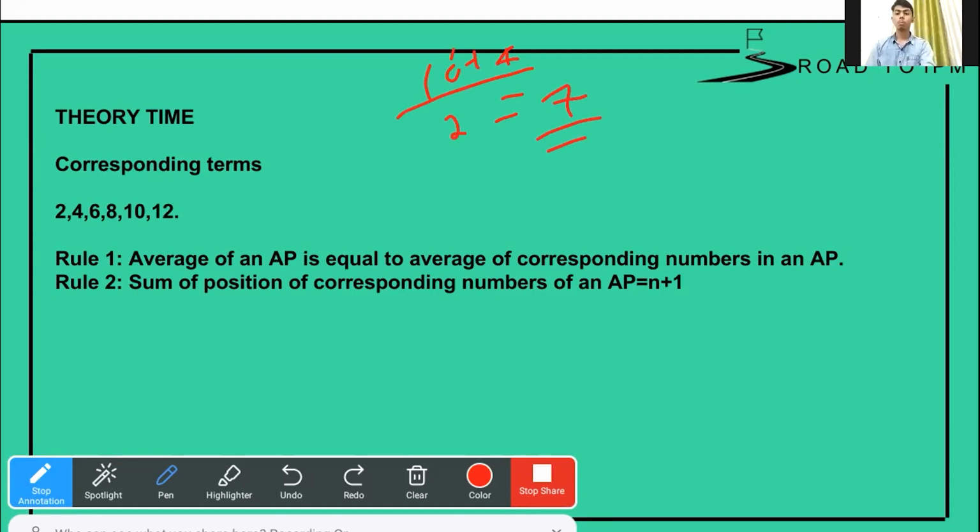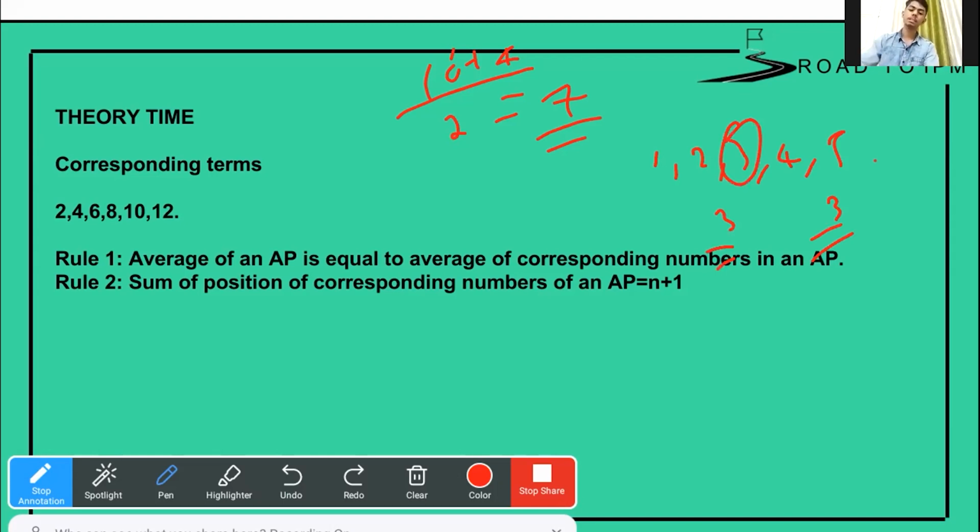You might ask, what if there are odd number of terms? Then what happens is the average would be the middle term. For example, let's take 1, 2, 3, 4, 5. 5 terms, odd number of terms, right? So the average would be 1 plus 5 by 2 is 3. 2 plus 4 by 2 is 3. Middle term is 3. Awesome.